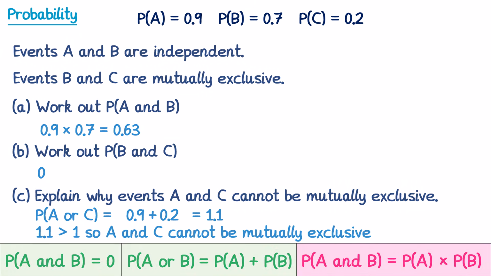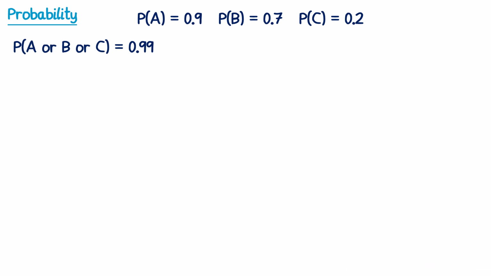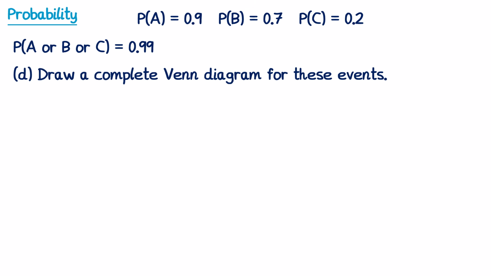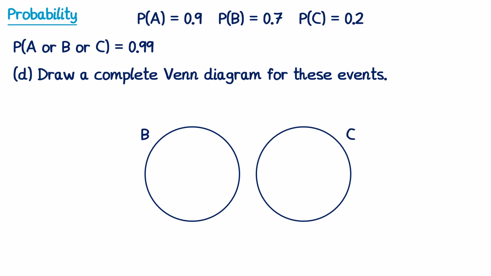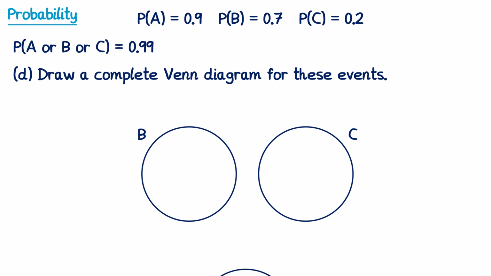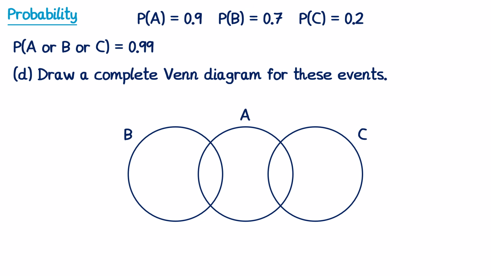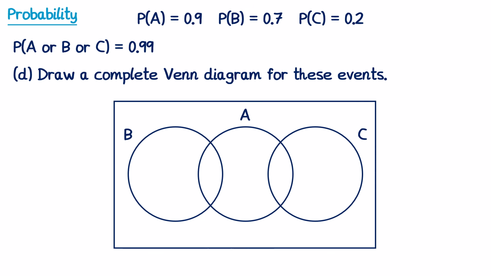Next, we're going to be given an extra piece of information. The probability of A or B or C is 0.99, and we are going to be asked to draw a complete Venn diagram for these 3 events. We know that B and C are mutually exclusive, which means they don't have an overlap. So we can draw one circle for B and one for C that don't have an overlap. Events A and B are independent, so they will have an overlap, and events A and C were not mutually exclusive, so they must have an overlap as well. So we need to draw a circle for A that overlaps B and C, so we can put one in the middle like this. If we then draw a box around this, this completes the structure of the Venn diagram.